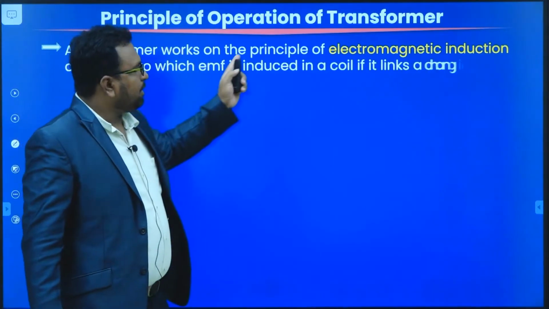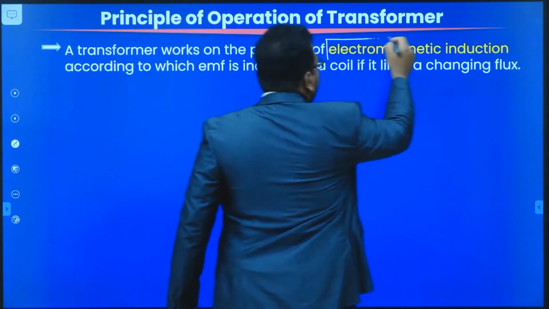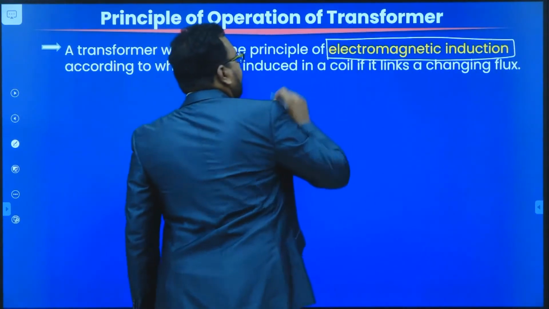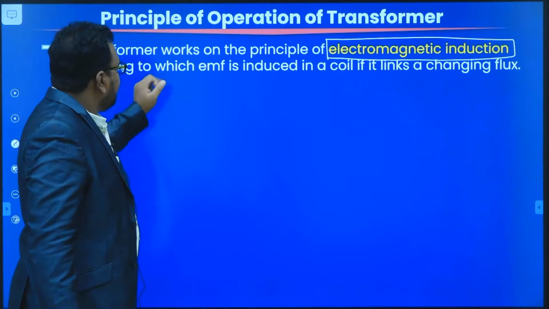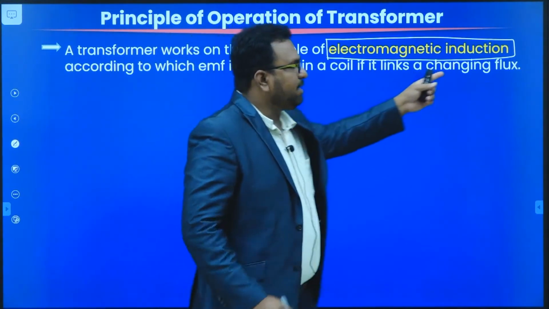A transformer works on the principle of electromagnetic induction. So the principle of operation of transformer is electromagnetic induction. So according to that, an EMF will be induced in a coil whenever a changing flux links into the coil.